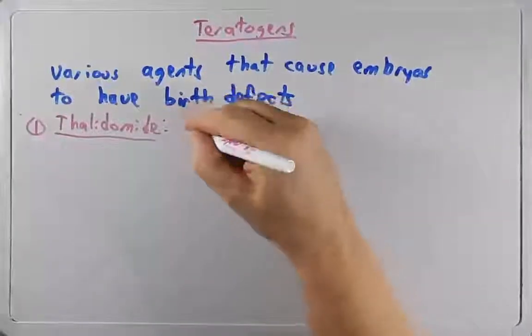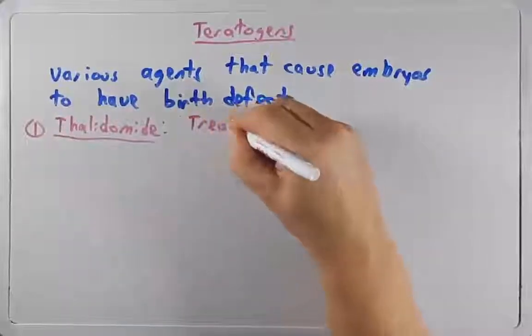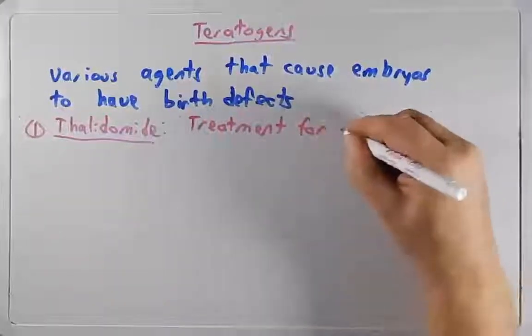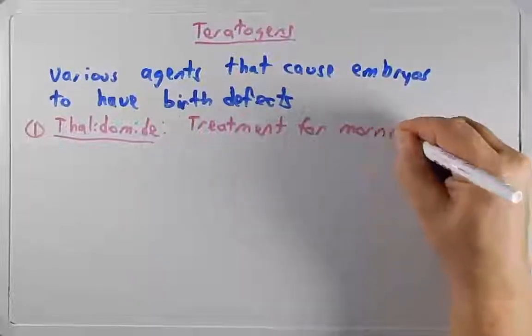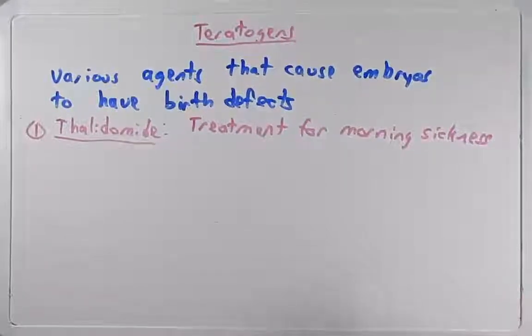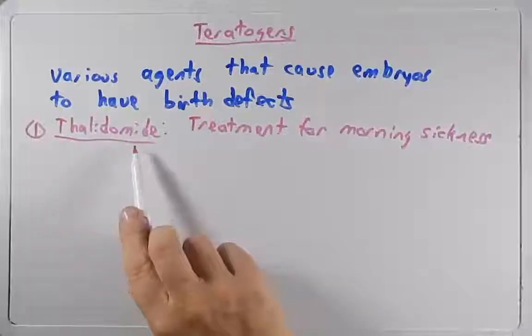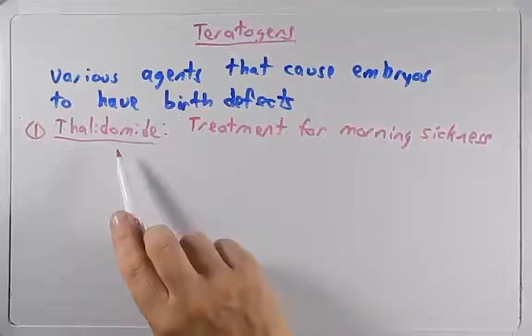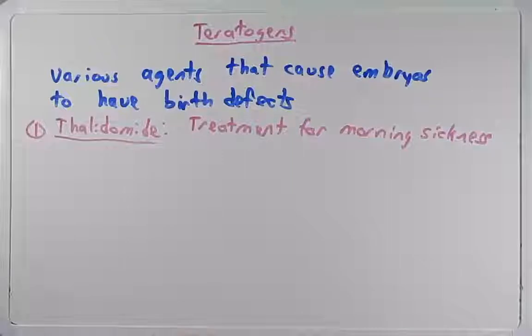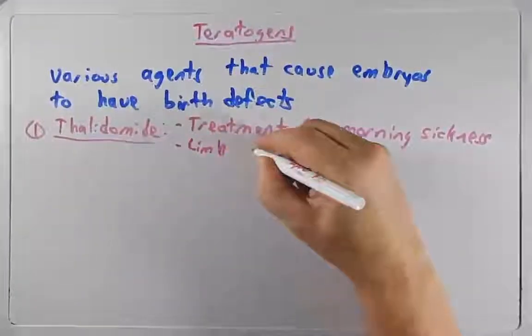Thalidomide was actually given to women as a treatment for morning sickness. And it was fairly effective at treating morning sickness. Now, unfortunately, at this time, many doctors did not think thalidomide or any medicine could really go through the placenta. Unfortunately, they were wrong, and this led to many limb malformations.